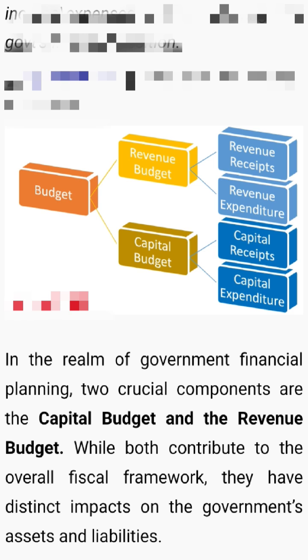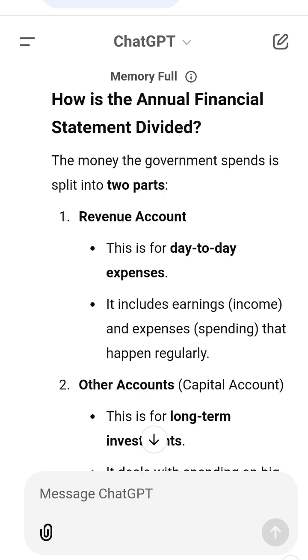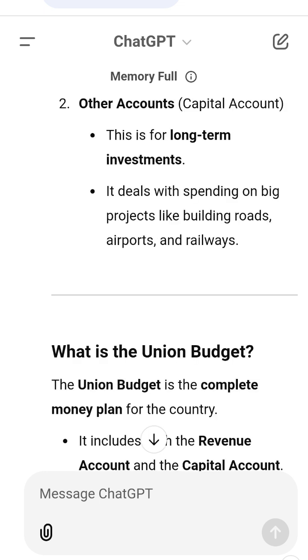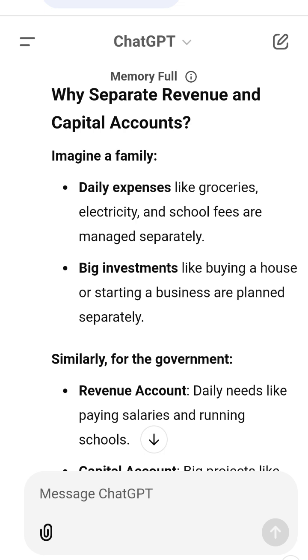Why is this important? 1. Clear planning. Separating accounts helps the government plan better. Daily expenses are managed separately from big projects. 2. Accountability. People can see how the government is spending money. It ensures no money is wasted. 3. Growth and development. The revenue account ensures daily operations run smoothly. The capital account focuses on creating new opportunities and infrastructure.